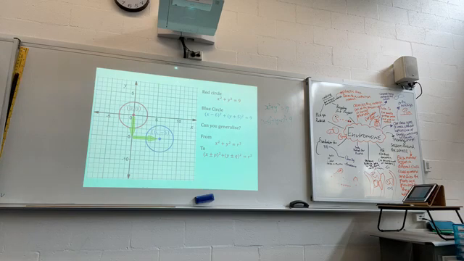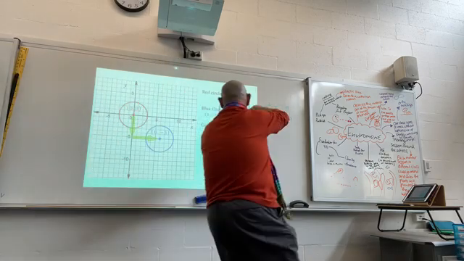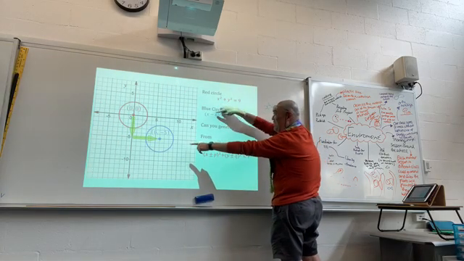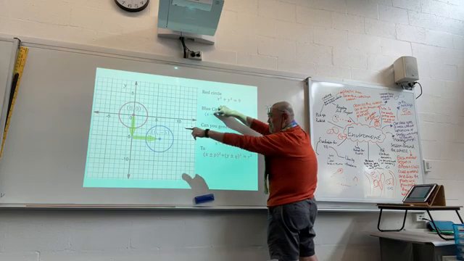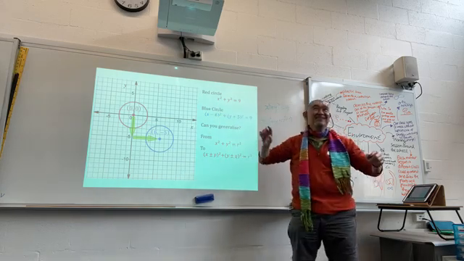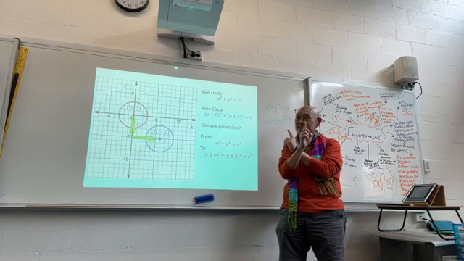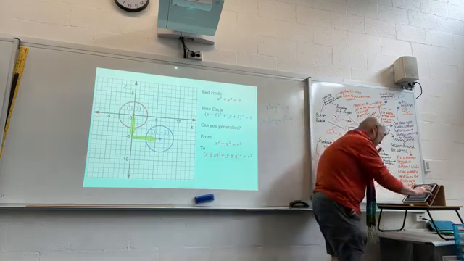Sorry? Negative y. Are you sure? Think about that. Negative y. Positive y became negative y. Negative 6 became positive 6. Yeah. So in a circle, it's the opposite. Yeah. In a circle, it's the opposite.